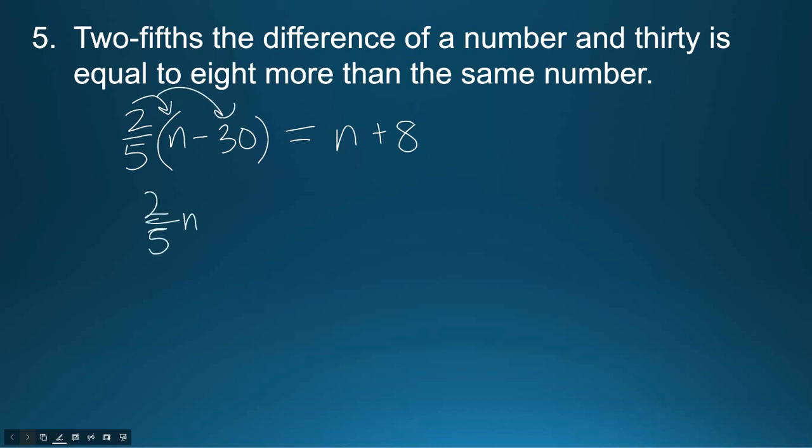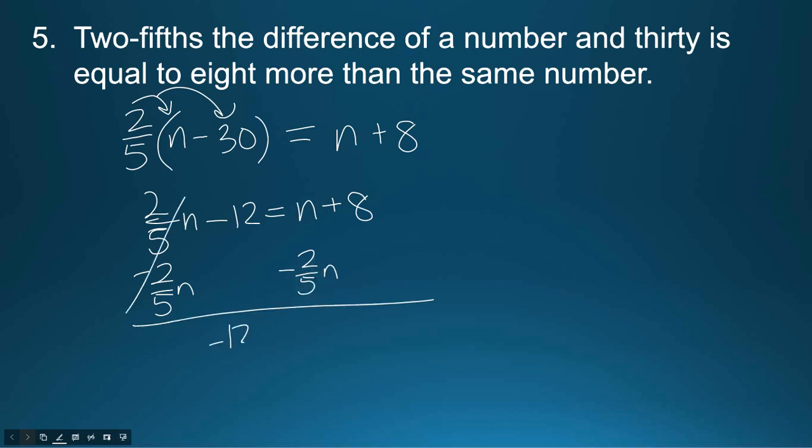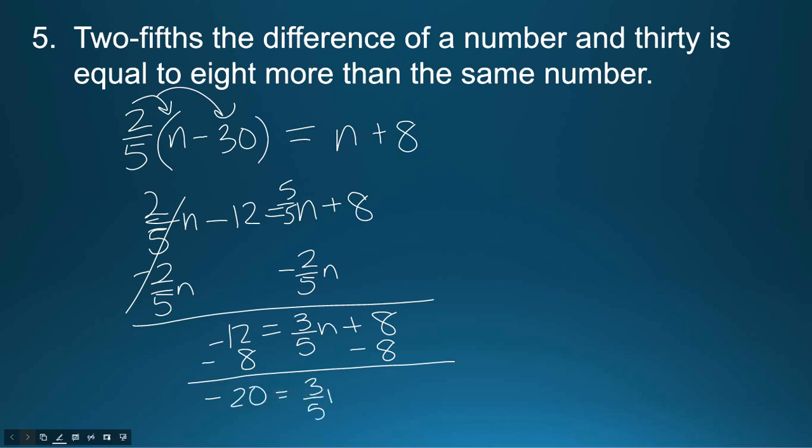So 2/5 n minus, use my trick, 30 divided by 5 is 6, times 2 is 12. Subtract 2/5. You can tell that I'm avoiding having negatives here by subtracting the smaller number, which is going to make this 5/5. And 5/5 minus 2/5 is 3/5. Then subtract the 8. So negative 20 equals 3 over 5 times n.